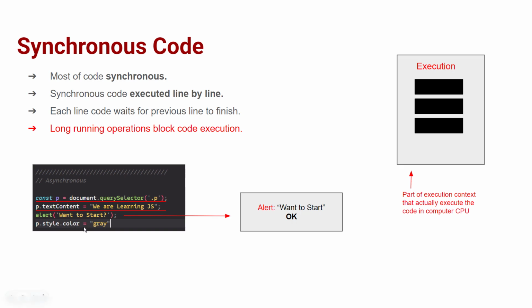Your fourth code is still pending behind the scenes. It is called blocking. When you click on the alert box, the alert box is closed. Once your alert box has been closed, then you will get the fourth line of code executed inside your browser. So this is called synchronous code in JavaScript.